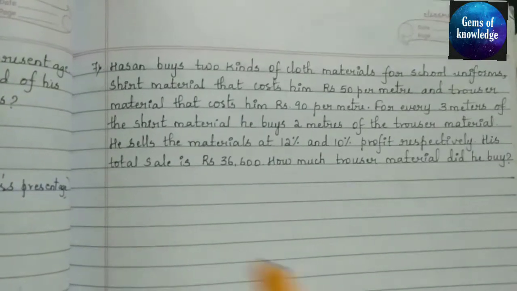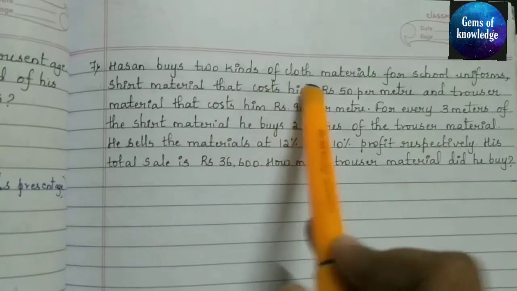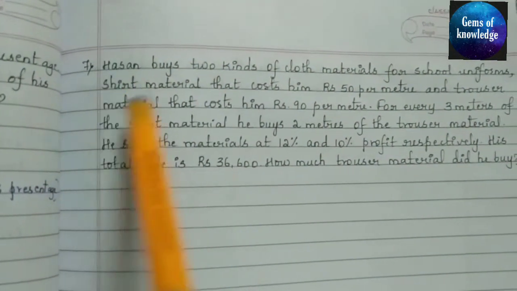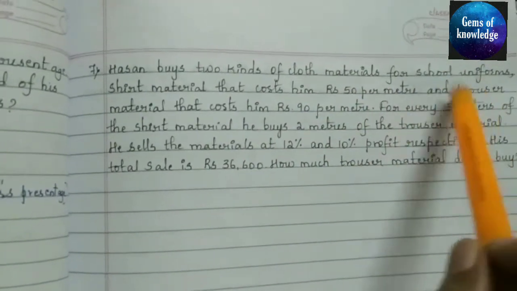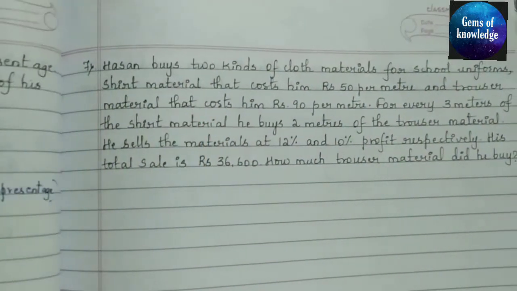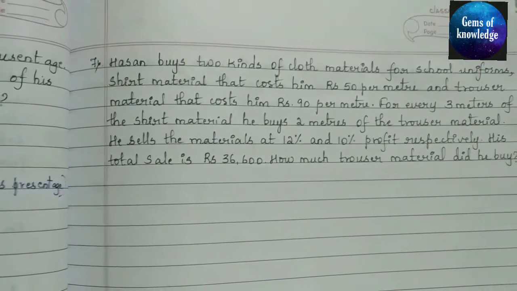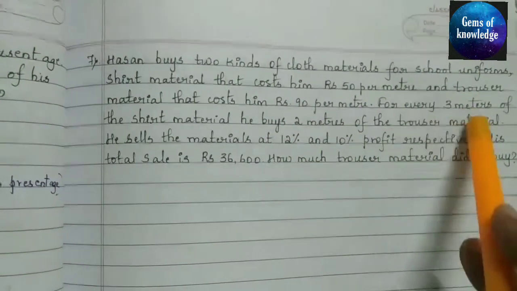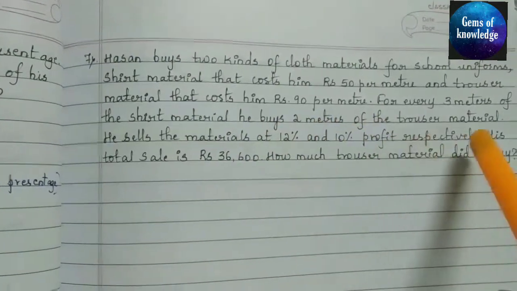Okay, now you can see the next question here. Seventh one is given. Hassan buys two kinds of cloth material for school uniform. Okay, so he is a person who buys two types of cloth material for his school uniform. Shirt material that cost him rupees 50 per meter and the trouser material that cost him rupees 90 per meter. Okay, so for every 3 meter of the shirt material he buys 2 meter of trouser material.